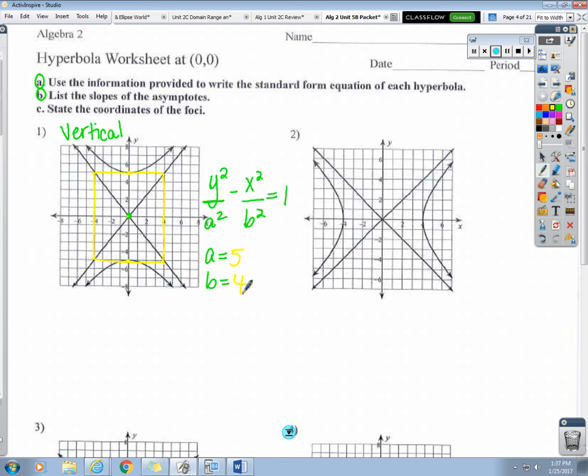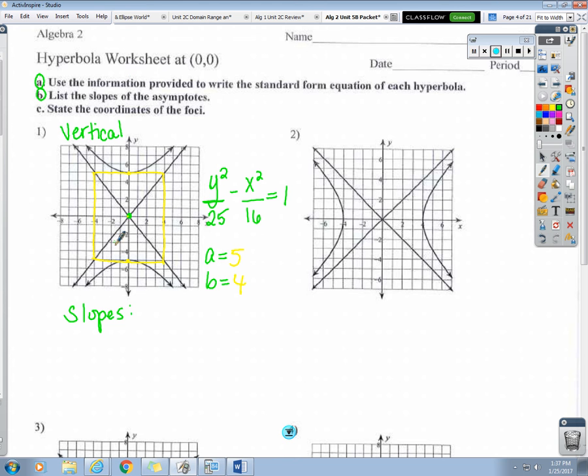So up under the Y squared, we'll end up having a what? 25. Because 5 squared is 25. Okay, and then this will become 16. So there's your equation. We've done A. That's part A. We wrote the equation. Now we need to do part B, list the slopes.